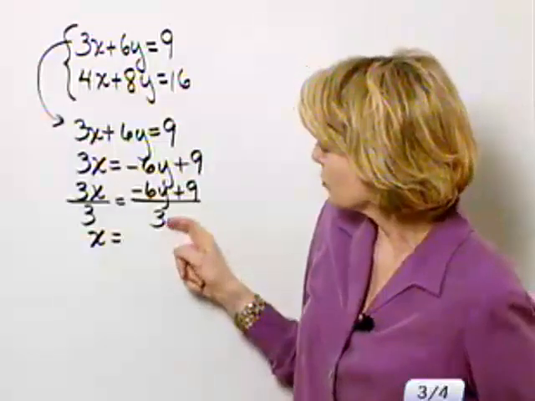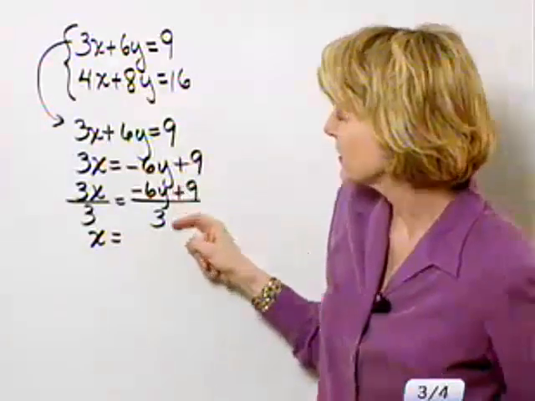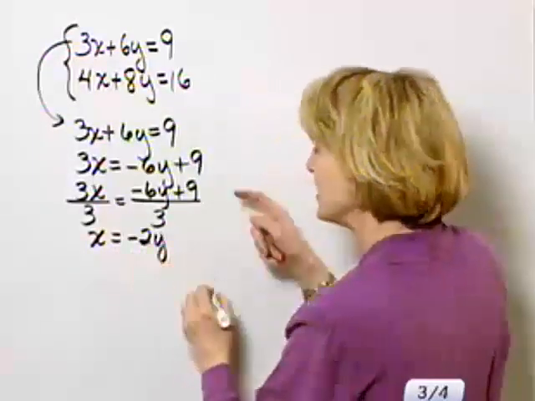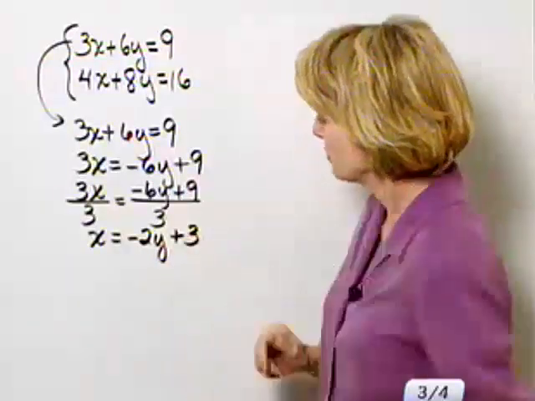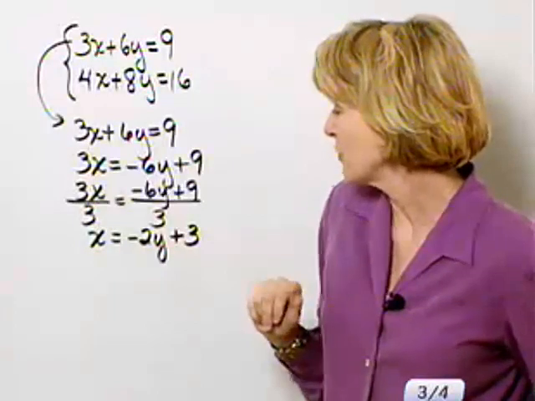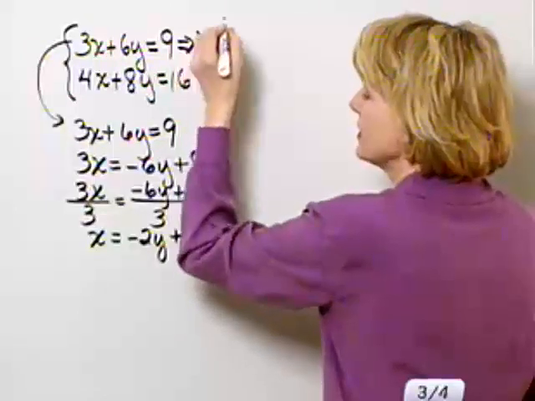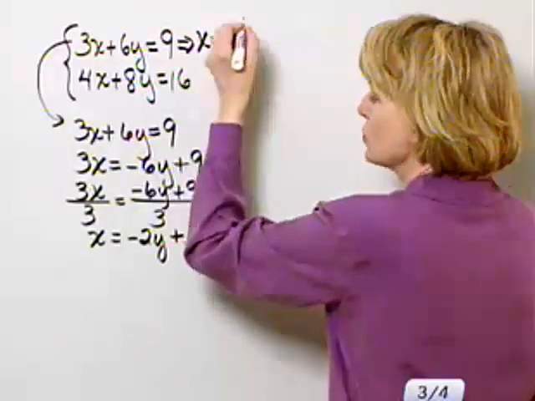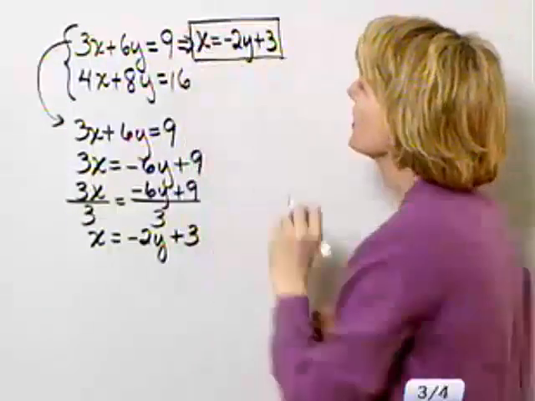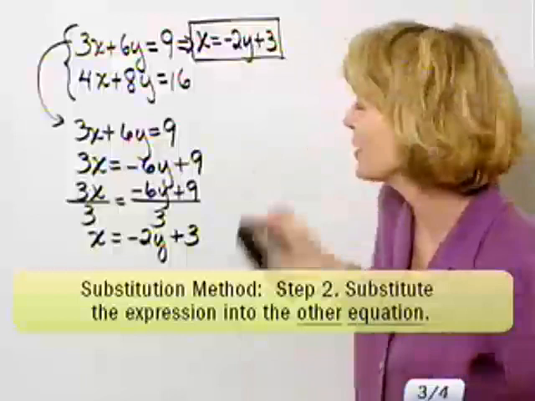Now remember, this 3 goes with each of those terms in the numerator. What is -6y divided by 3? That's -2y. And then what is 9 divided by 3? That's plus 3. I have solved for x, and luckily each of those coefficients were multiples of 3. All right, so x is -2y plus 3. Now what do I do? I substitute this expression for x in the other equation.